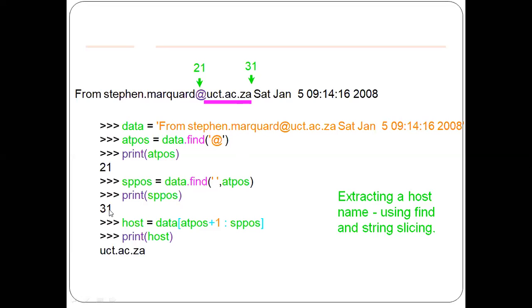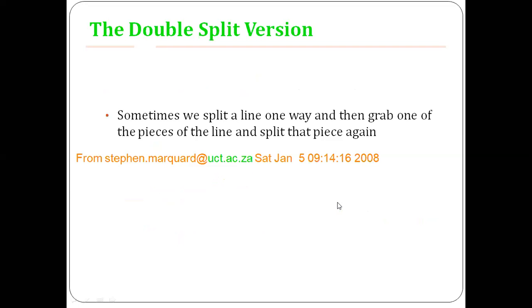That's why you have to find the next white space position, right? It is at 31. That is, you have to extract the characters beginning from the position plus 1 up to the SPPOS, excluding the SPPOS. You have to extract everything. It is nothing but uct.ac.za. So you are just extracting a host name using find and string slicing. You are slicing here, beginning from ATPOS plus 1 colon SPPOS. That is, it is inclusive of the start, but exclusive of the SPPOS. So that is how we can extract the strings.